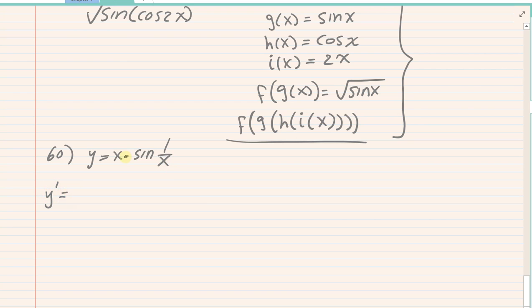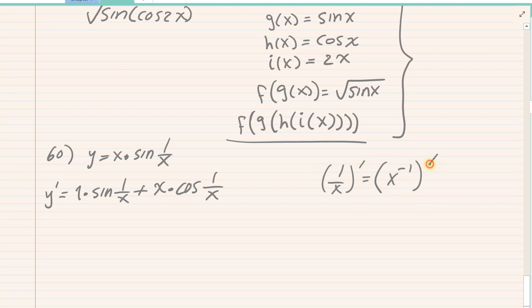y prime, product rule: derivative of first times second, plus first times derivative of sine, which is cosine. But then inside is 1 over x. Now 1 over x is like x to negative 1, isn't it? Derivative of that, use the power rule, negative 1 x to negative 2, so that's negative 1 over x squared. That's what I'm going to write, times negative 1 over x squared.